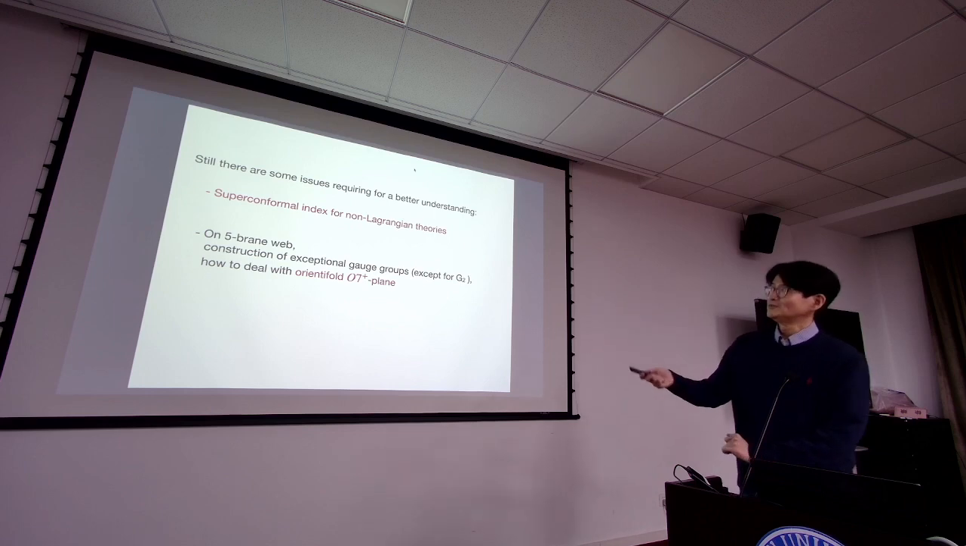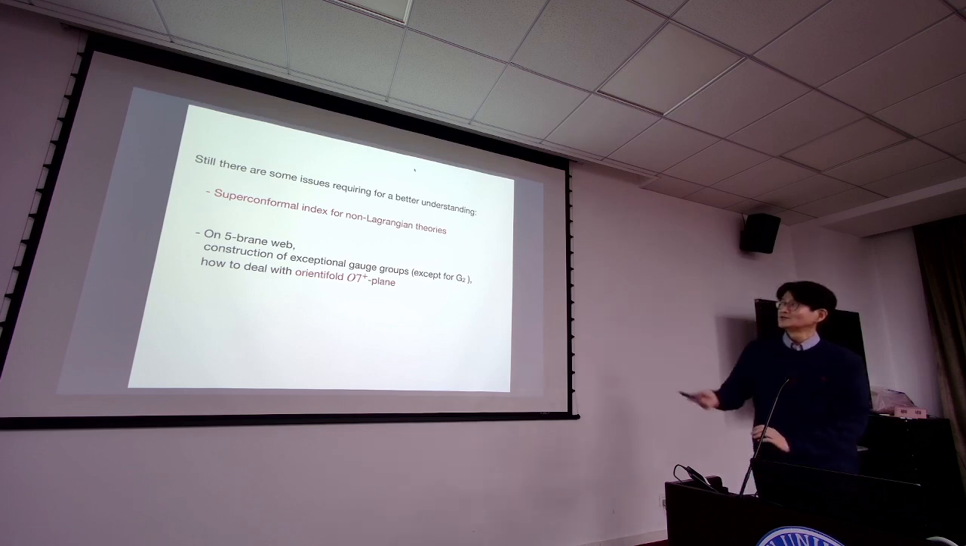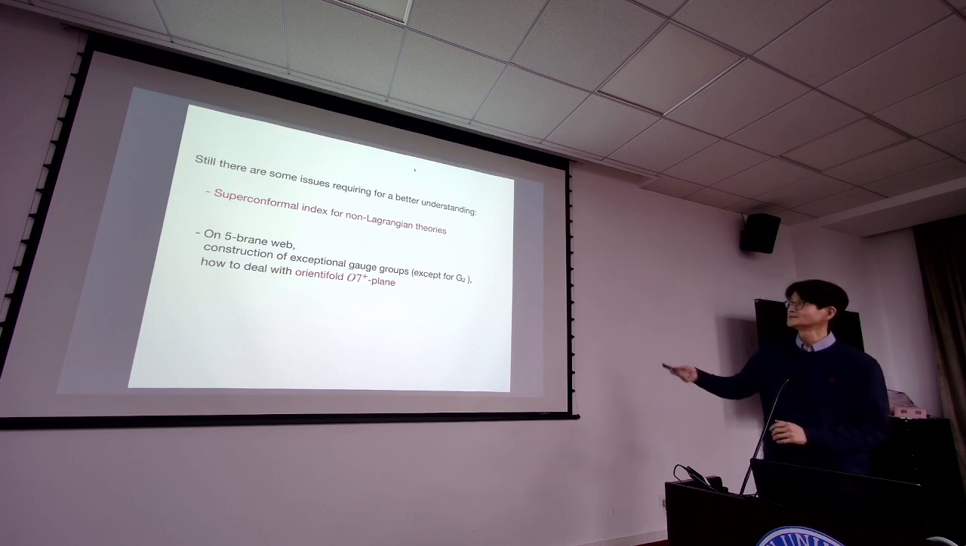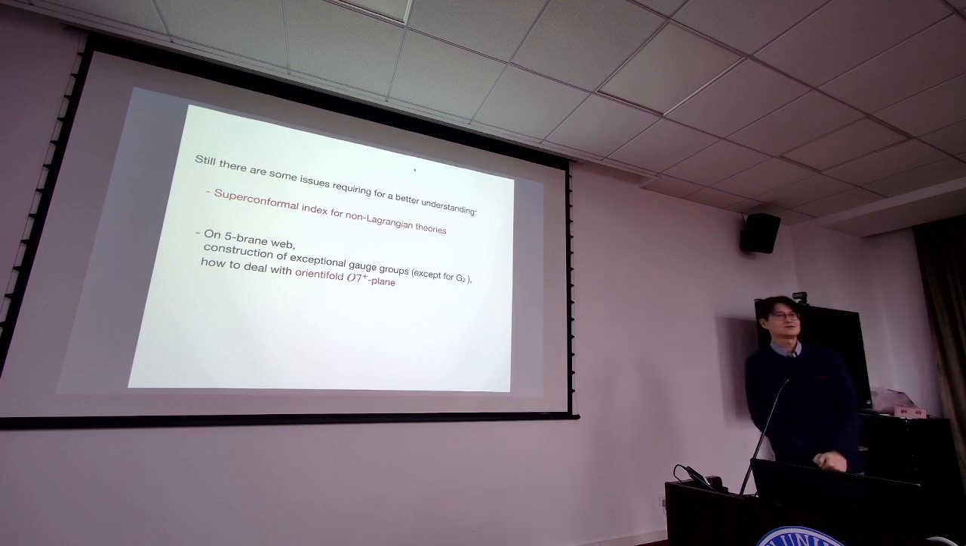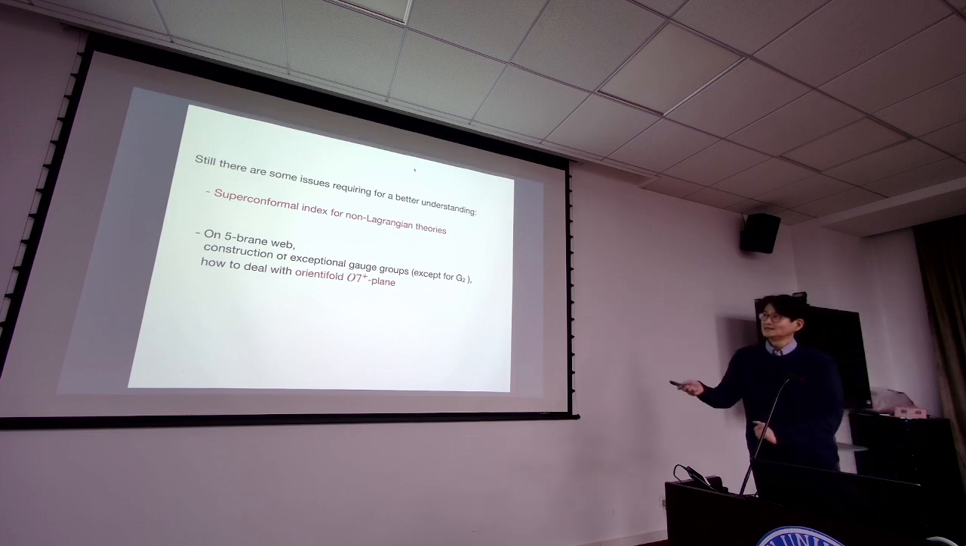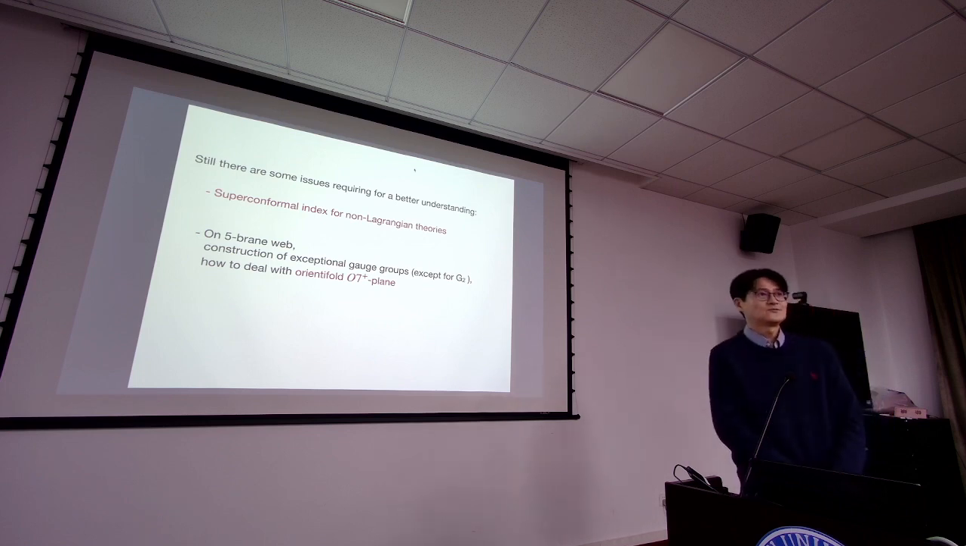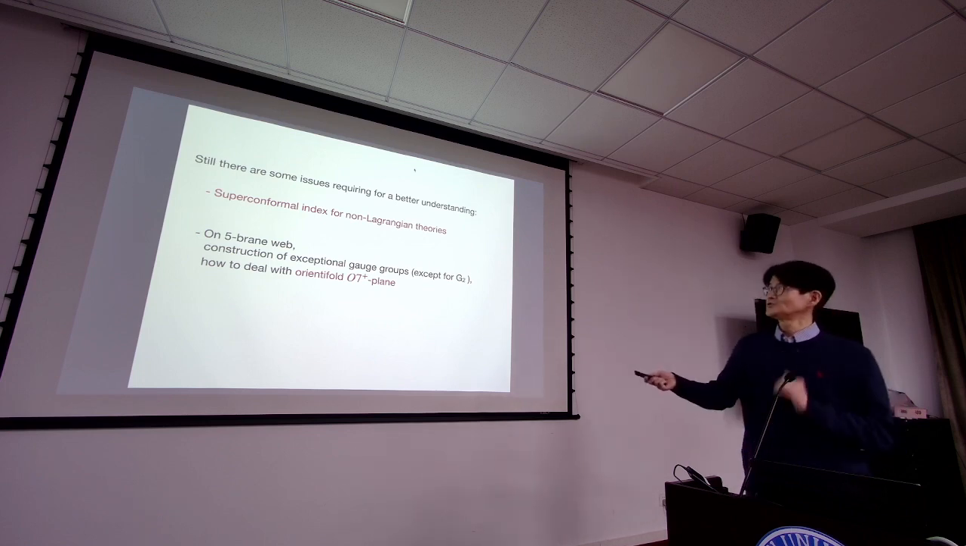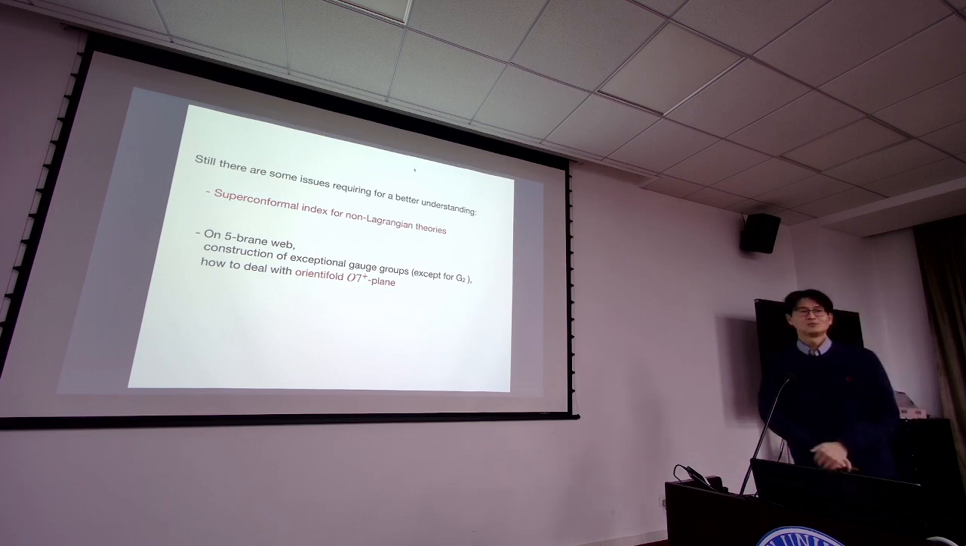Another one is a 5-brane web. The construction of exceptional gauge theories beyond this G2 gauge theory, let's say gauge theory F4, E6, E7, and E8, is far more difficult. Another thing is introducing the orientifold. There's an O7 orientifold, O7 minus and O7 plus, depending on charges.